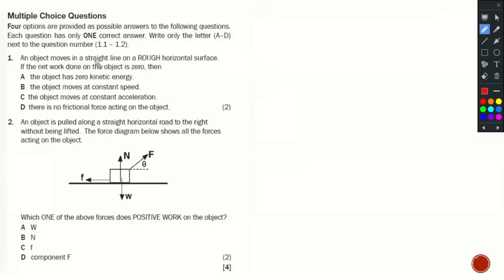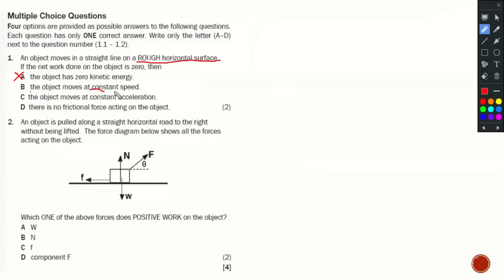They say an object moves in a straight line on a rough horizontal surface. If the net work done on the object is 0, then the object has 0 kinetic energy. Not quite correct. So this would be incorrect because if an object is moving, that means it already has kinetic energy. Remember, kinetic energy is the energy due to movement. So they can't say an object is moving and that it has 0 kinetic energy. Doesn't make sense.